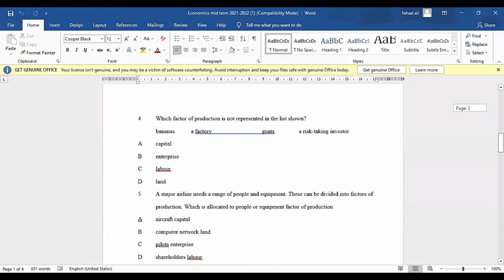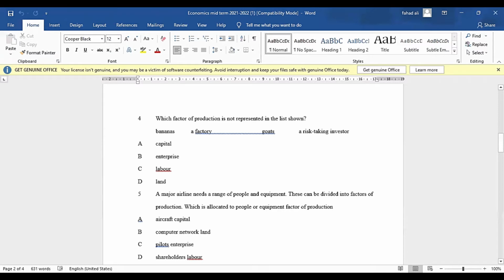Which factor of production is not represented in the list? We need to see this list. I don't know why the examiner is calling it a list, because it's horizontal. A list always comes in vertical shape, but let's take it that way. Bananas are considered as land, factories as capital, goats as land, and a risk-taking investor as enterprise. So we have land, enterprise and capital, but we don't have labor. So labor will be the C option. So 4C is the correct option.